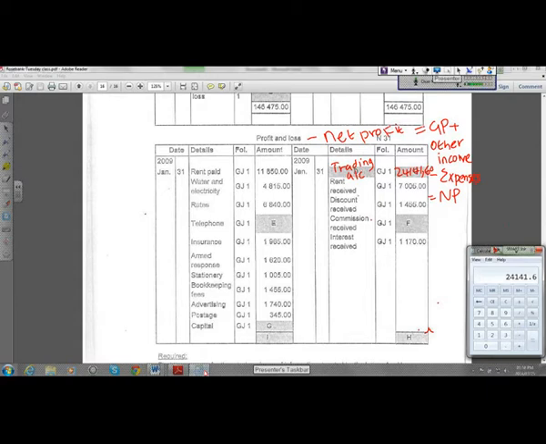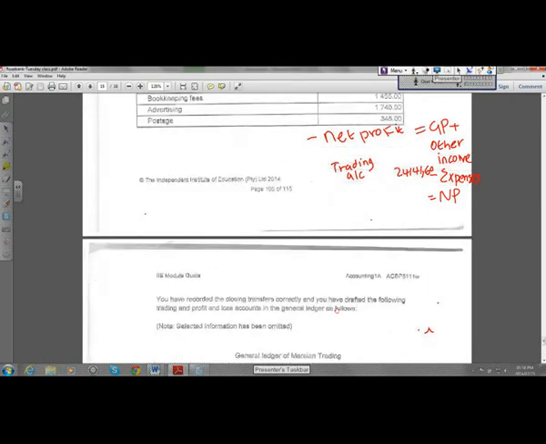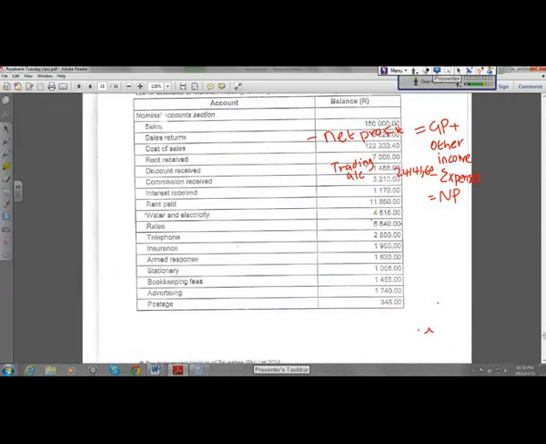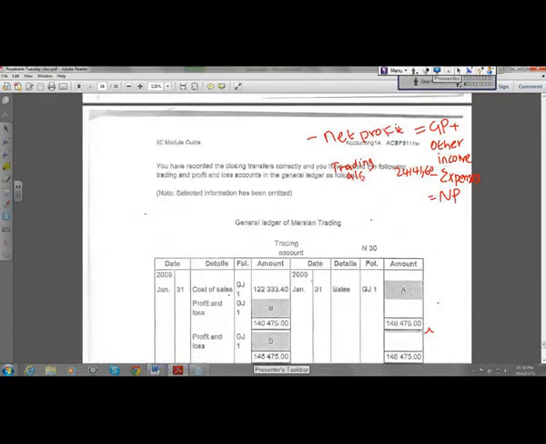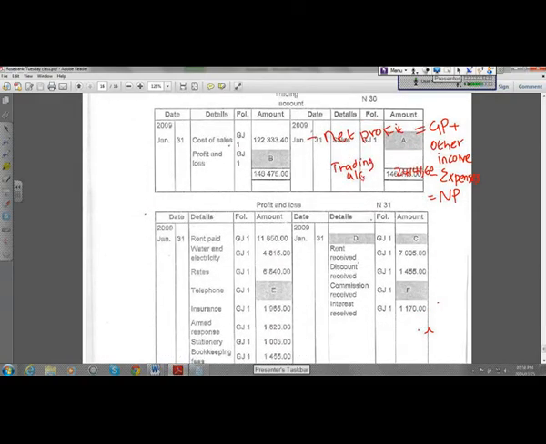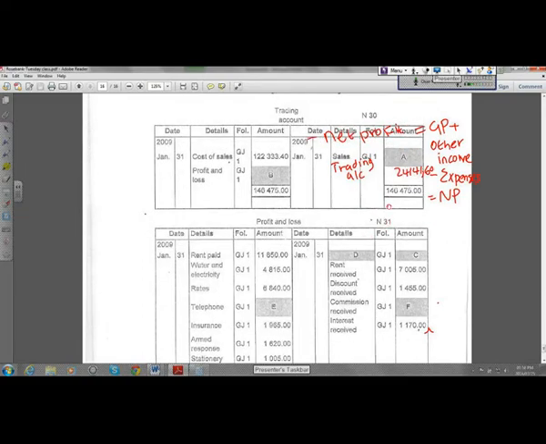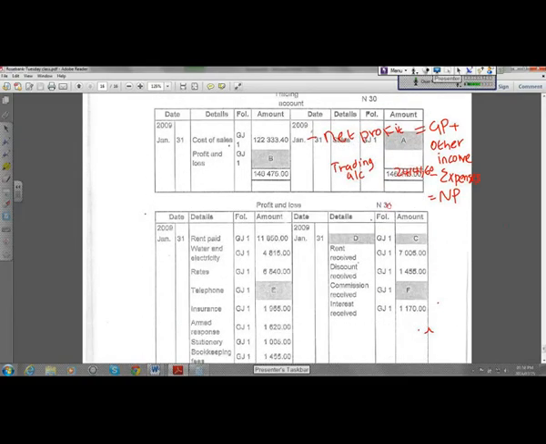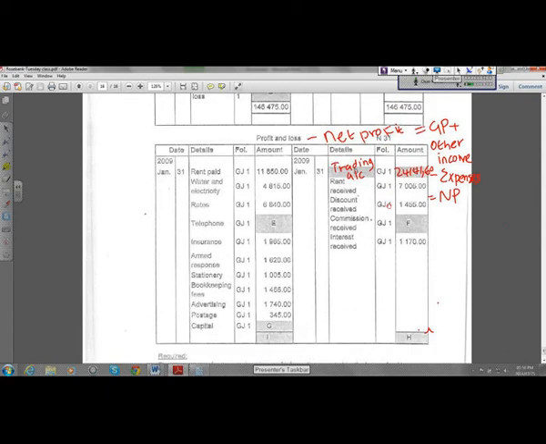So the commission will be up there. Let's go get the commission from up there. You see we've got commission received. Commission received is 3210. Let's go back and align this with here. That's fine. So it's 3210, because this is given.